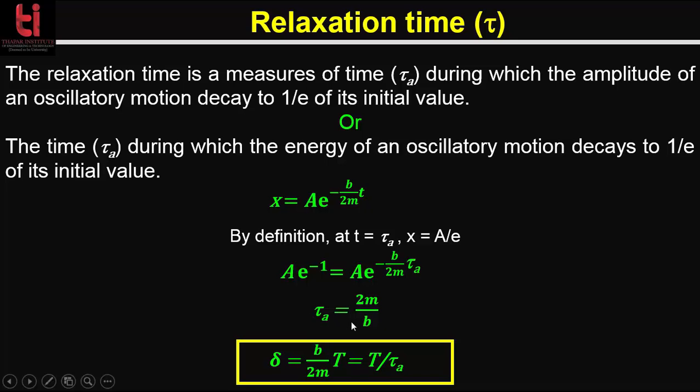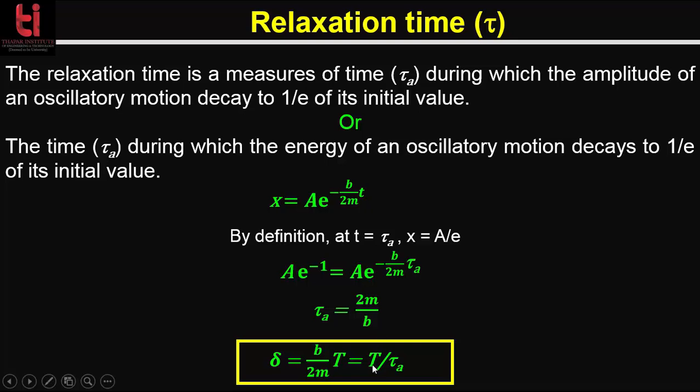So we can get tau is equal to 2m by b. You already know that the logarithmic decrement delta is equal to b by 2m into T. Here this T is the time period, and now you have tau is equal to 2m by b. This is the relaxation time, and if you replace this 2m by b in this expression by tau, you can get that delta is equal to capital T by tau, where tau is the relaxation time and T is the time period.